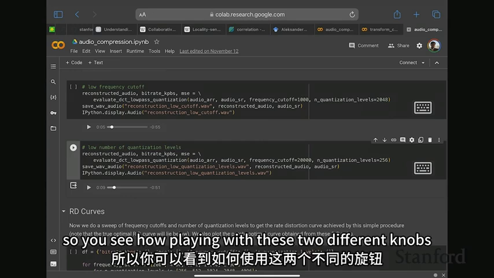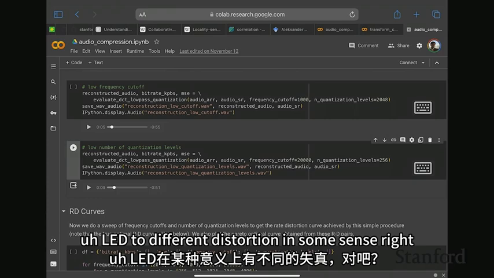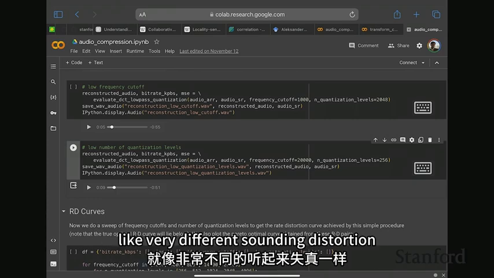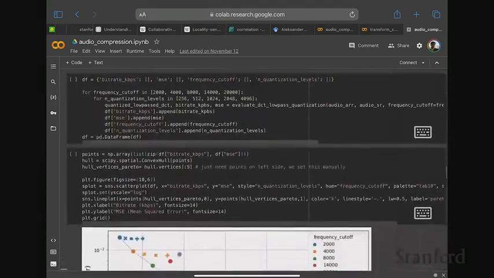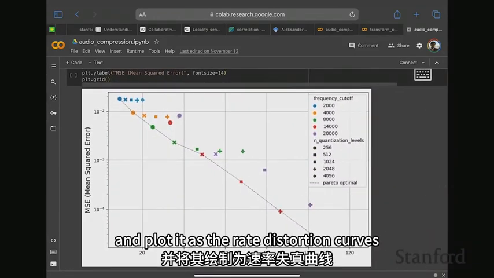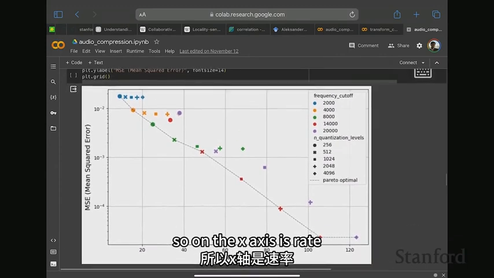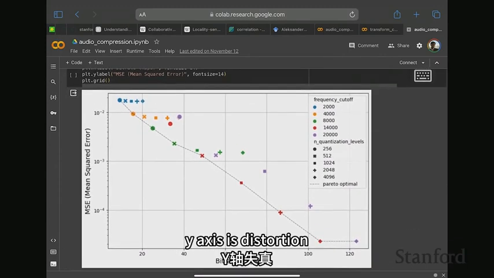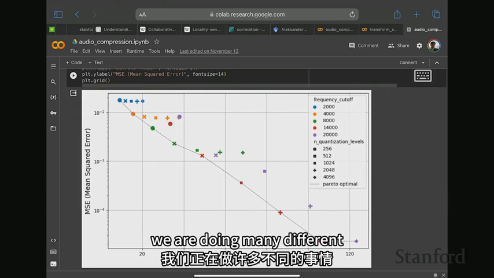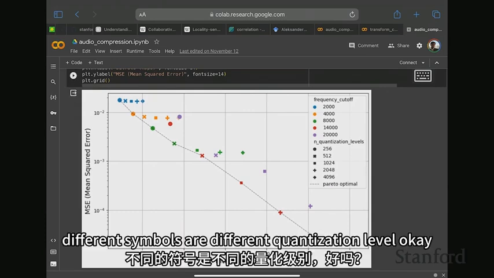So you see how playing with these 2 different knobs led to different distortion in some sense, right? Very different sounding distortion. But what you can do is go ahead and plot it as the rate distortion curves, which we have looked at before, right? So on the x-axis is rate, y-axis is distortion, and we are doing many different colors at different frequency cutoffs, different symbols are different quantization levels, okay?